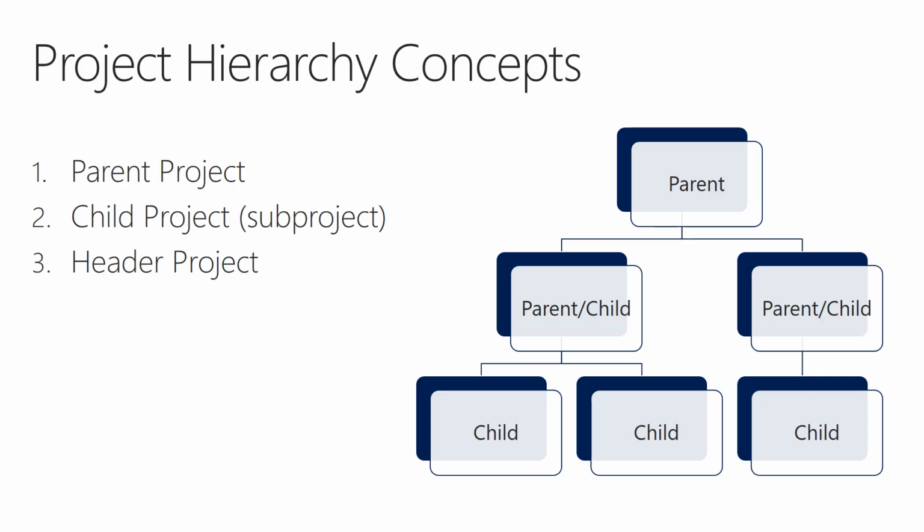So if you look at the diagram on the right side, we have the top level, which is a parent, and then we go down a level, which are child projects, technically, of the original parent project. And then each one of the child projects has its own children too, so they're technically a parent and a child.